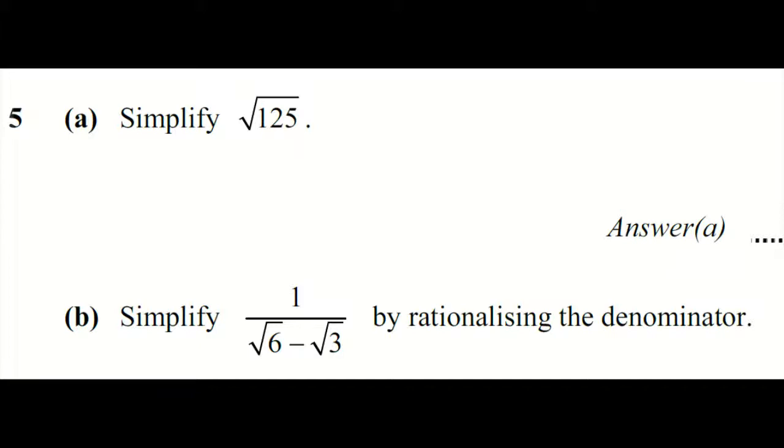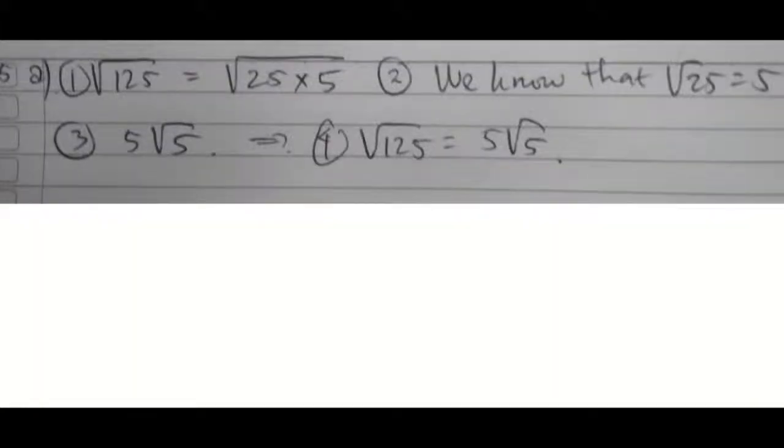Simplify the square root of 125. And then what should we do here is that we need to simplify this. We need to find the factors of 125. The first step is that the square root of 125 is equal to the square root of 25 times 5. Why do I do that? Because 25 has a square root of 5. And then we can take the 25 outside, which is 5. So we get the final result as 5 square root of 5.